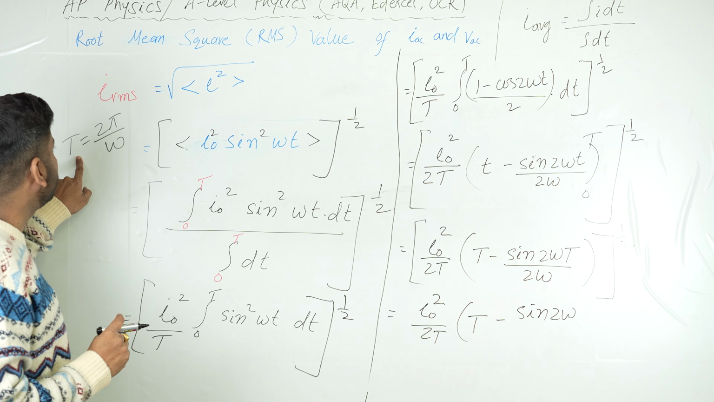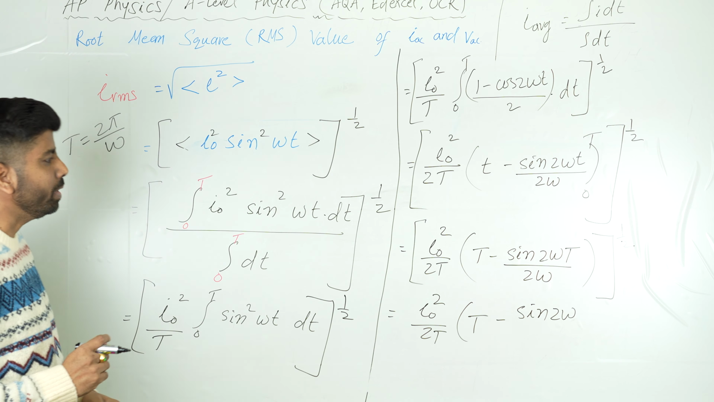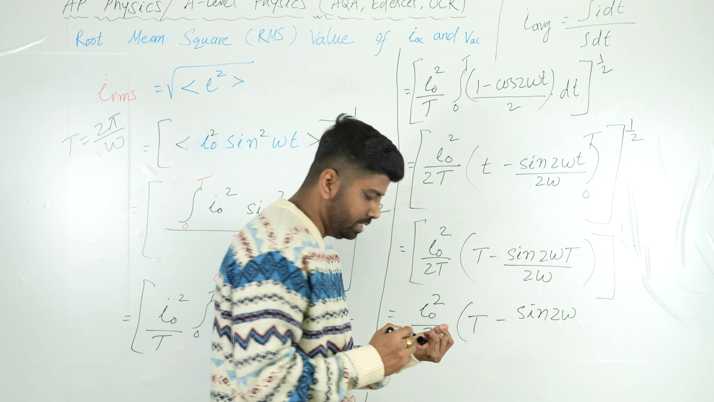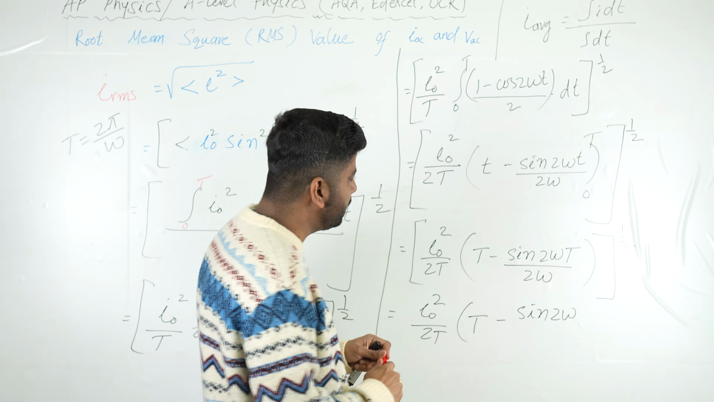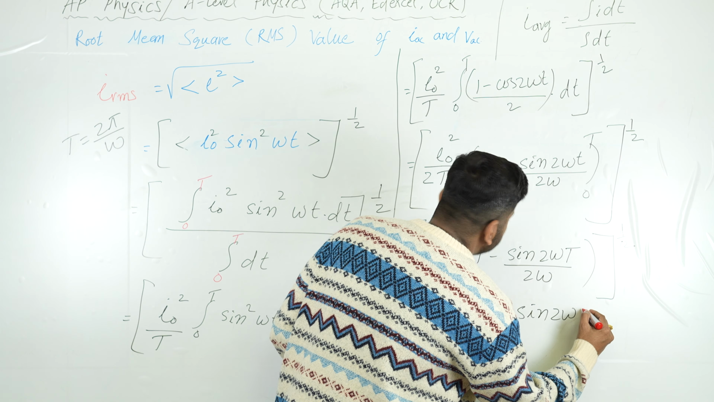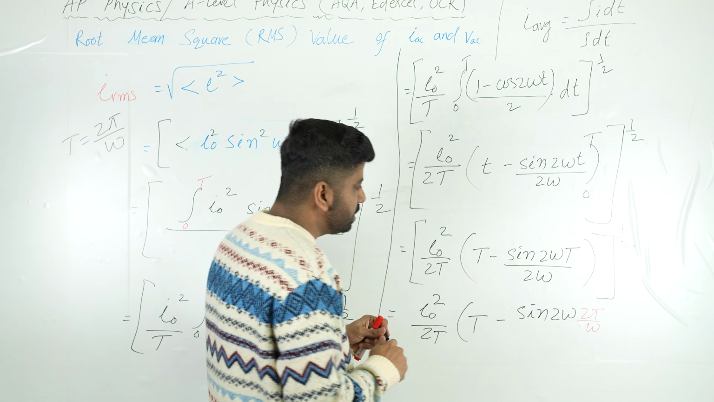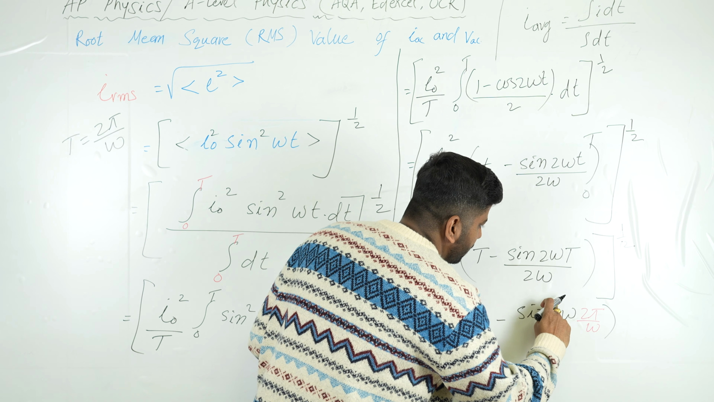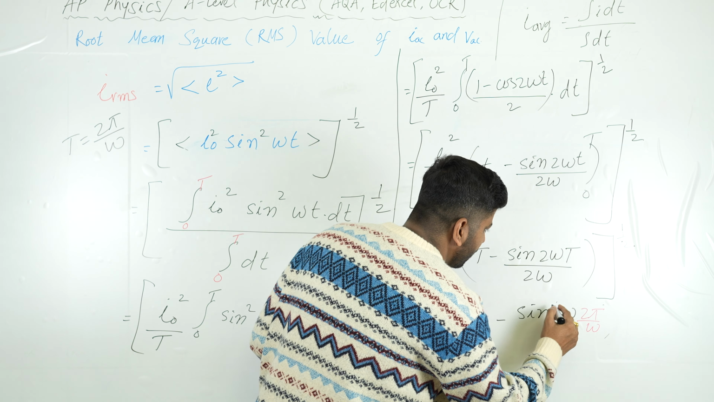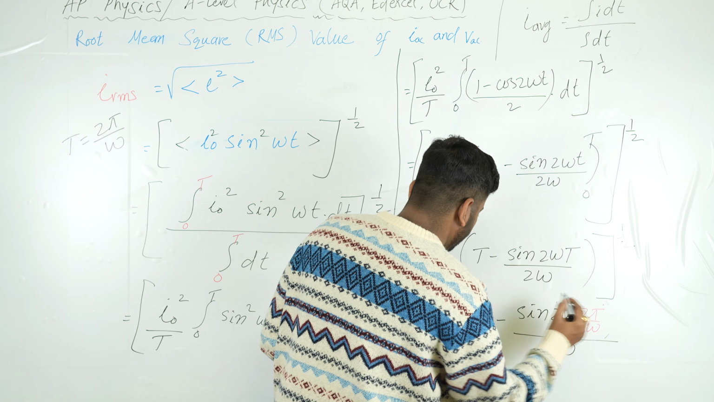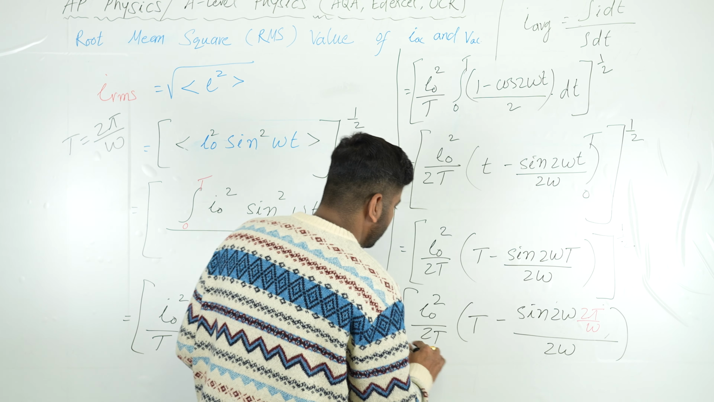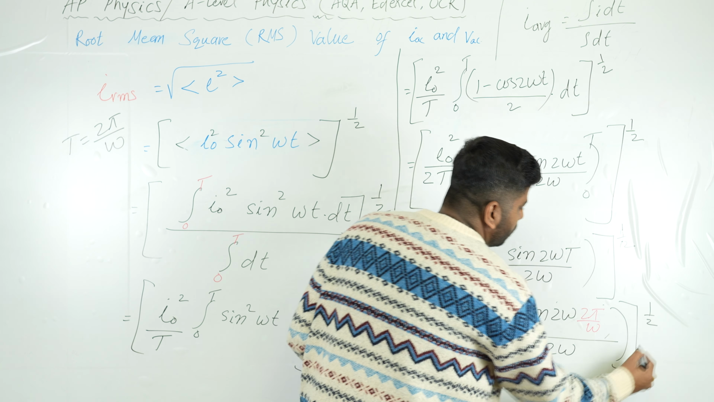So the t, time period, is 2 pi upon omega. So in place of this t, let me change the ink. In place of this t, what can I write? 2 pi upon omega, right? So this is the value of angle. I'm not writing it, but you can understand this is the value of angle. Then divided by 2 omega, then the bracket closed, then outside the power is 1 upon 2.